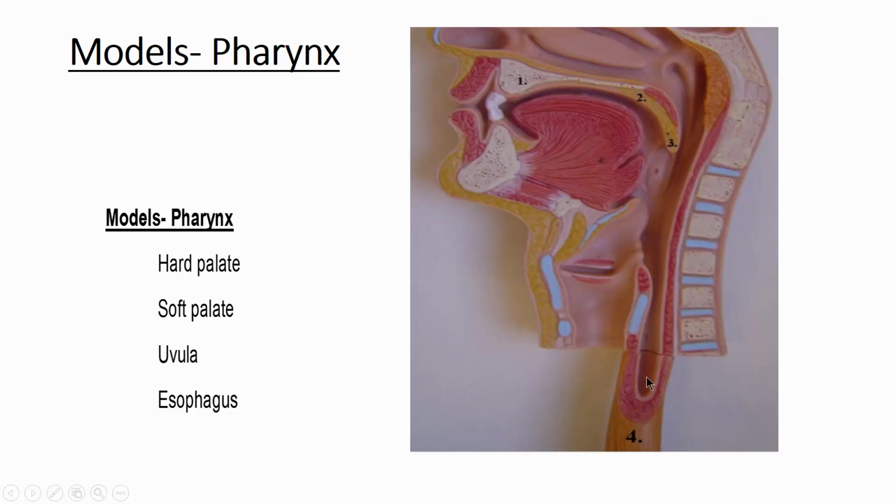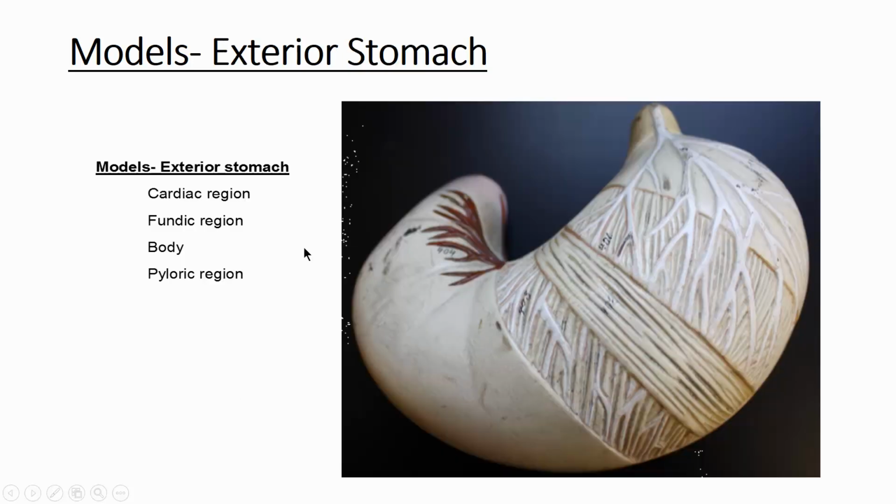So labeled all the way down, you can see the muscular esophagus, where peristalsis takes over once the bolus of food hits the first portion of the esophagus.